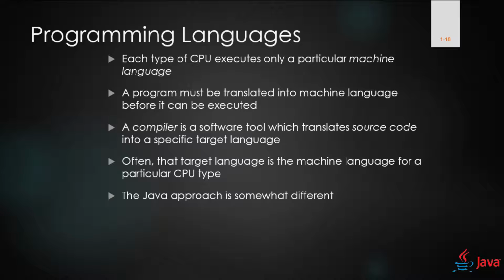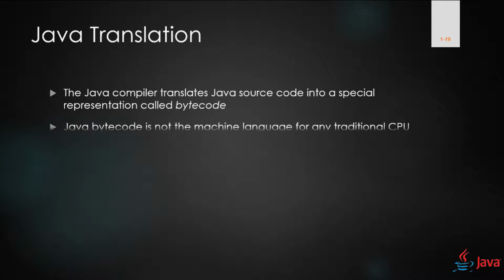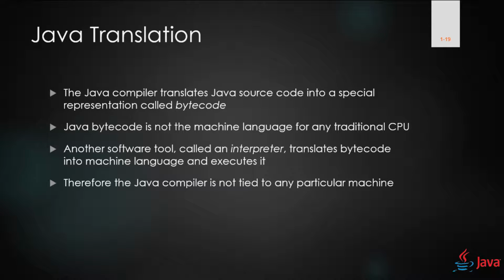Although the Java approach is somewhat different. For Java, the Java compiler translates Java source code into a special representation called bytecode. Java bytecode is not the machine language for any traditional CPU. Another software tool called an interpreter usually translates bytecode into machine language and executes it. Therefore, the Java compiler is not tied to any particular machine. Java is considered to be architecture neutral.